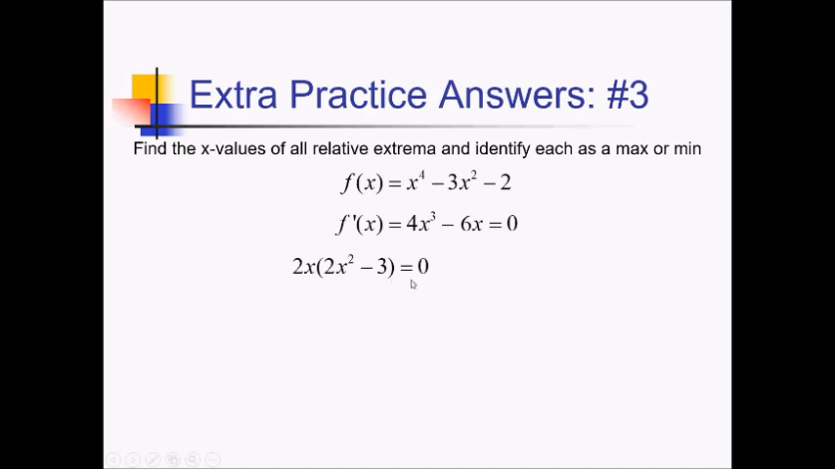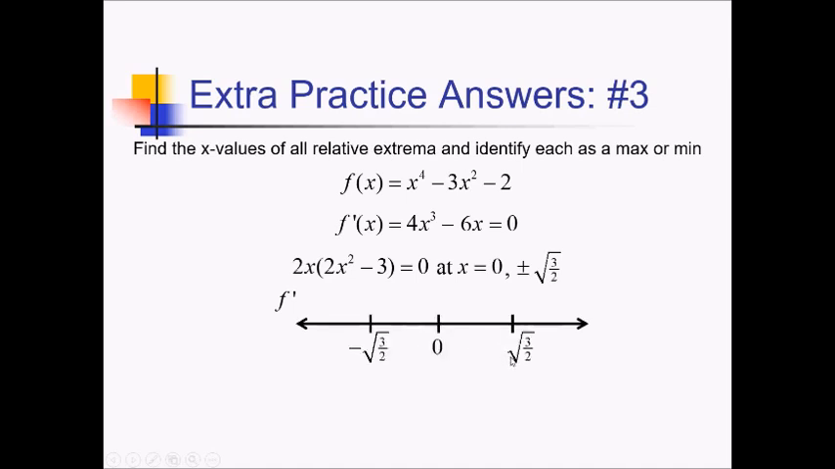And then I see that the values of x that make this whole thing come out to 0 are going to be 0 for this 2x. And for this parentheses here, if I add 3 and divide by 2 and then square root, I've got plus or minus the square root of 3 over 2. There we go. So this is actually 3 critical values to put on my f prime number line and test around. I've got negative root 3 over 2, 0, and positive root 3 over 2.